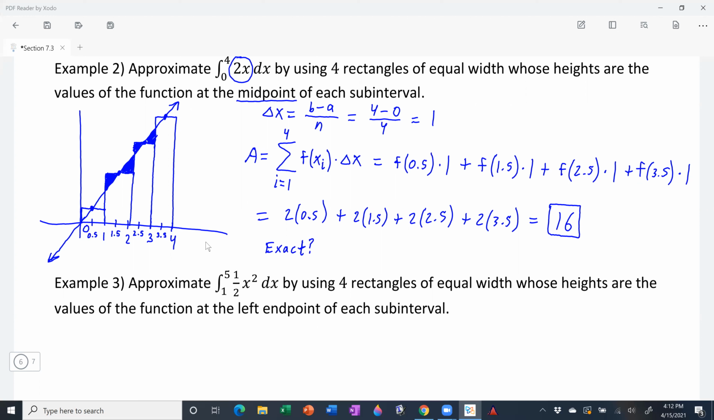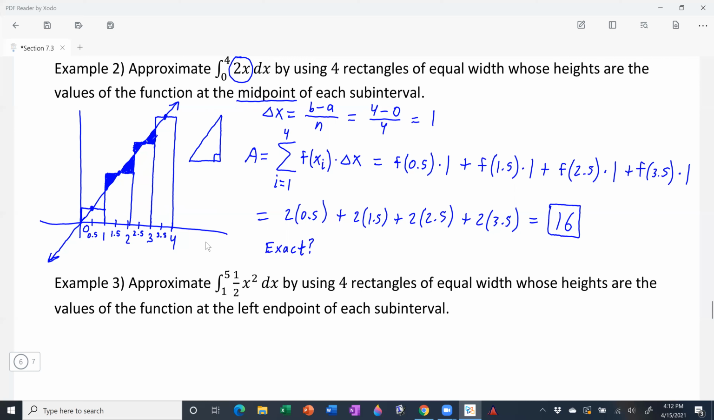Well, let's think about this. For this one, we can actually use geometry. For this line that I just drew here, if you want to think about it, I'm just drawing a mini version of it. We have a right triangle here. We know how to find the exact area of a right triangle.